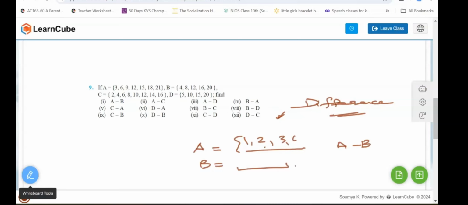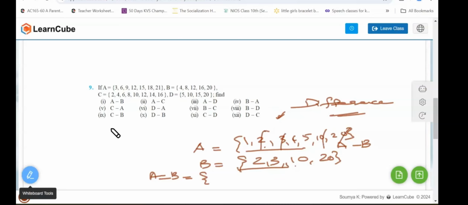Consider 1, 2, 3, 4, 5, 10, 20 are the elements of your first set. In the second set, you have the elements 2, 3, 10, 20. In that case, if you want to find A minus B, you remove 2, 3, 10 and 20, and the rest of the elements are 1, 4 and 5. So this is the resulting set of A minus B, or the difference of these two sets. The same way, if you do B minus A, it will be different, it won't be the same.